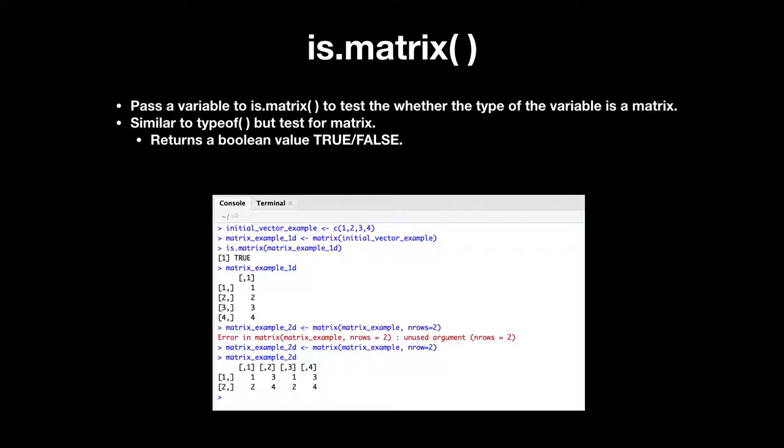So in the example below, I just made a quick one-dimensional matrix. You're going to see 1 through 4 in just one column with 4 rows. You're going to be able to test whether or not it is a matrix. Here it is true. So it's a very simple, quick, and easy way to check it.